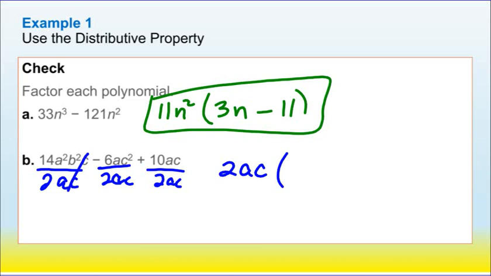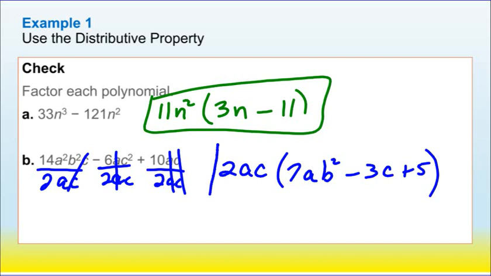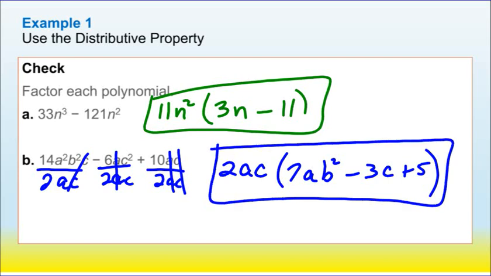The C's divide out. 14 divided by 2 is 7. A squared divided by A is A. And then I have a B squared left. Minus 6 divided by 2 is 3. The A's divide out. C squared divided by C is just C. Plus 10 divided by 2 is 5. The AC's divide out. So I'm left with this as my answer.